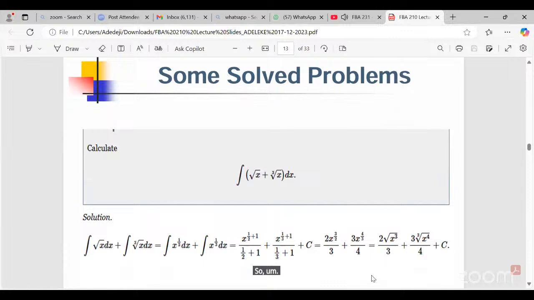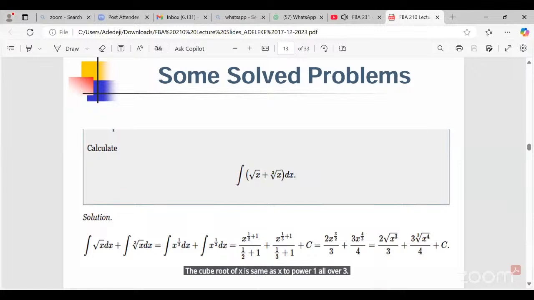More examples. So we have two functions again, so the second property applies. We are integrating the square root of x plus the cube root of x. So we shall rewrite those two terms using the law of indices. The square root of x is the same as x to the power of half. The cube root of x is the same as x to the power of 1 over 3.